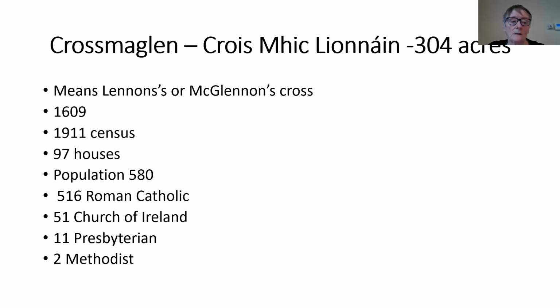In the 1911 census, it had 97 houses with a population of 580: 516 Roman Catholic, 51 Church of Ireland, 11 Presbyterian and 2 Methodist.